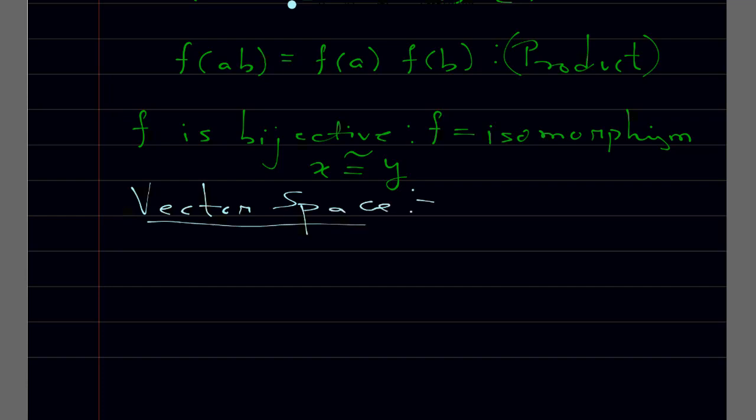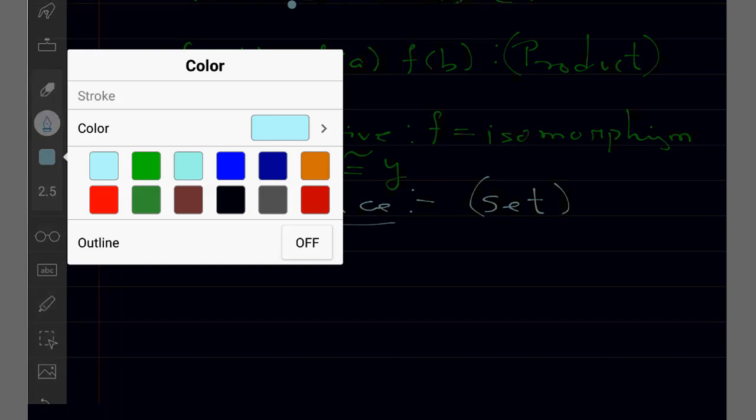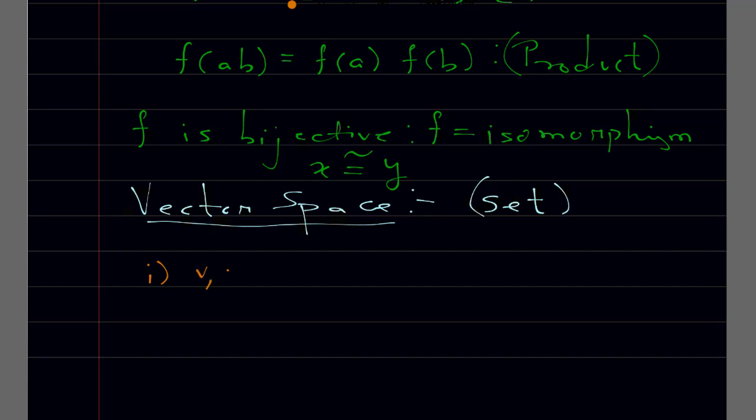So what is a vector space? A vector space is nothing but a set. It is also a set like any other set, but it is not just like any other set. It has certain properties that need to be satisfied. For example, the vector space says, look, I am a set such that if you take two elements within me, so if v and w belong to vector space V, then v plus w can be found in V.